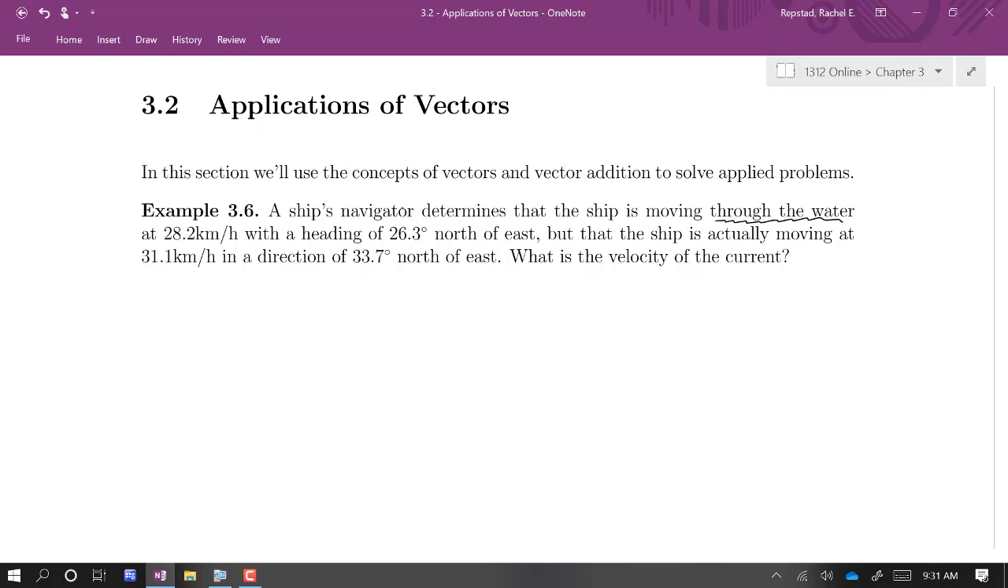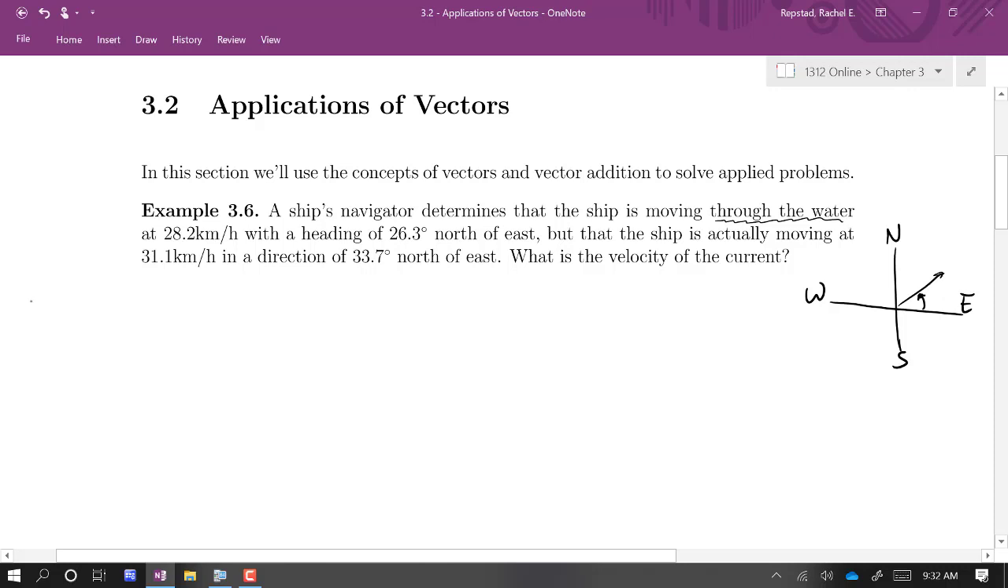They give us these directions in reference to saying that it's north of east, and as it turns out, north of east is our standard position if we put our compass directions in the standard spots, right? North, south, east, and west. Then north of east just means up from the positive x-axis. So they gave us the standard position angles here.